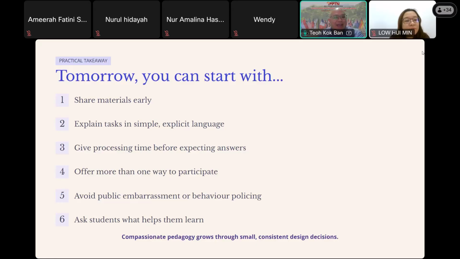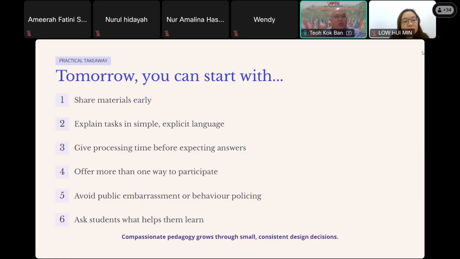Okay, and number six is the simplest one out of all. Ask students what helps them learn, what is good for them. Then we can think of how we can incorporate this if we are able to do that. Sometimes we spend a lot of time trying to guess what students need, discussing behind their backs, and sometimes we can simply ask them, what helps you participate? Is there anything else about this task that is unclear?